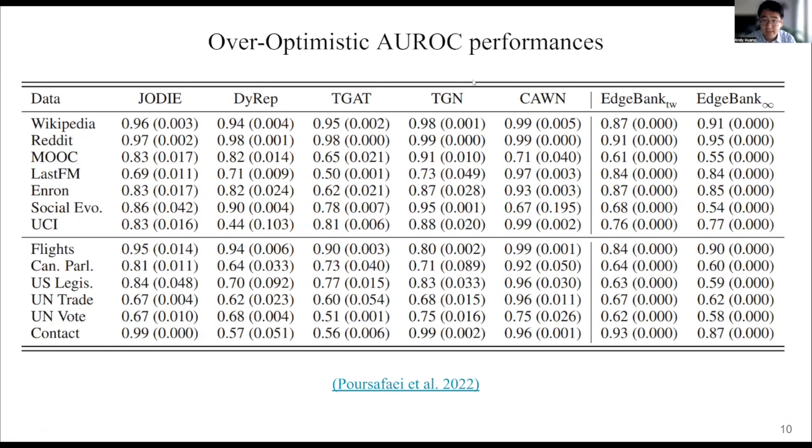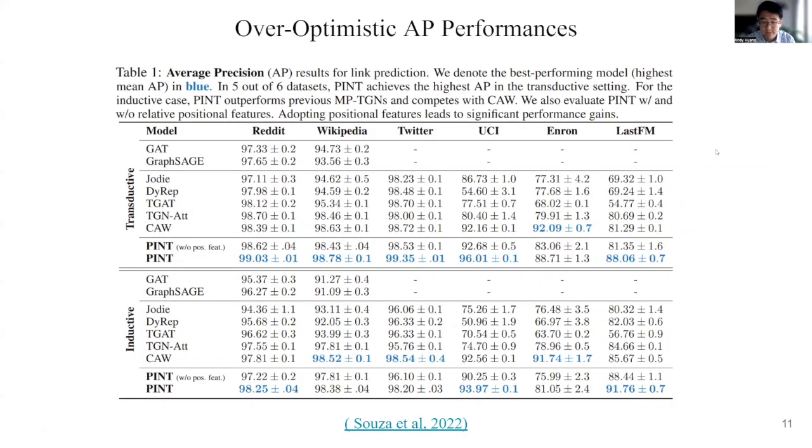That is also the case for the average precision performance. This is from a recent work from last year. And you can see that on the Reddit and Wikipedia datasets, for example, the performance of the state-of-the-art methods is around 98.4, even 99. And these high numbers make it very difficult to tell apart the methods.